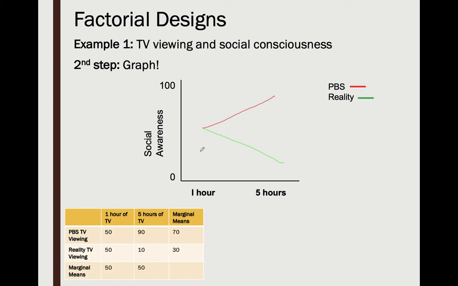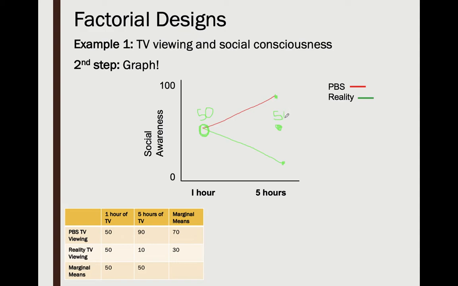Here's 1 hour, and here's our average right here, because at 1 hour the only thing we have is 50. They're both 50. And then the average of 5 hours, you just look at the midpoint between these two lines. Here's our PBS and reality points. If we look at the midpoint between them, it also looks to be about 50.